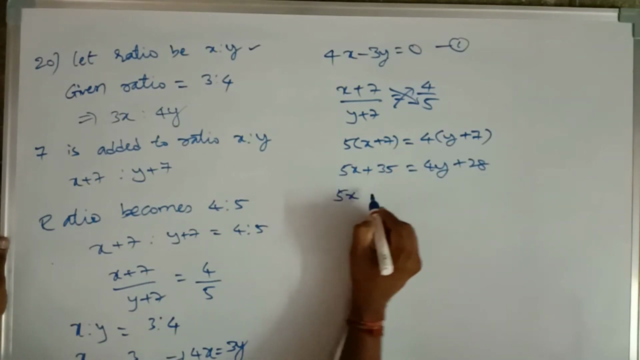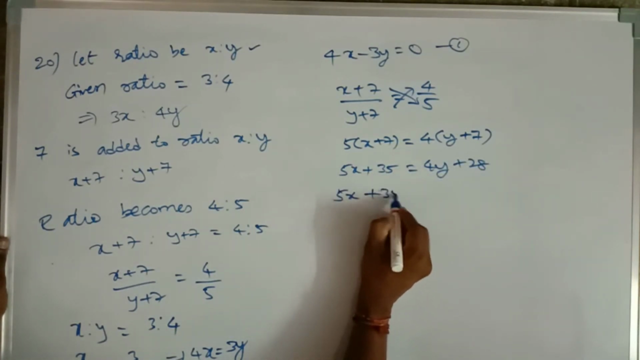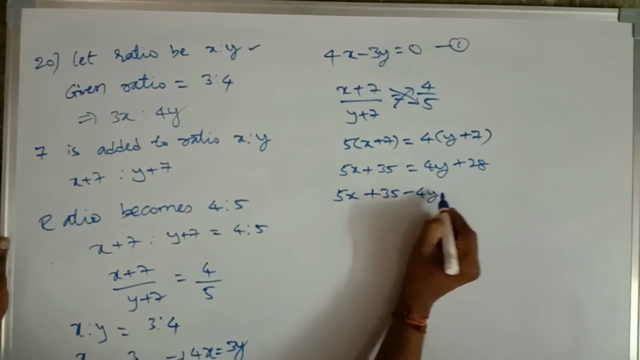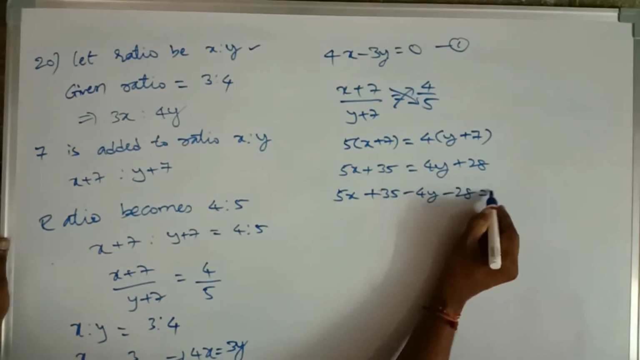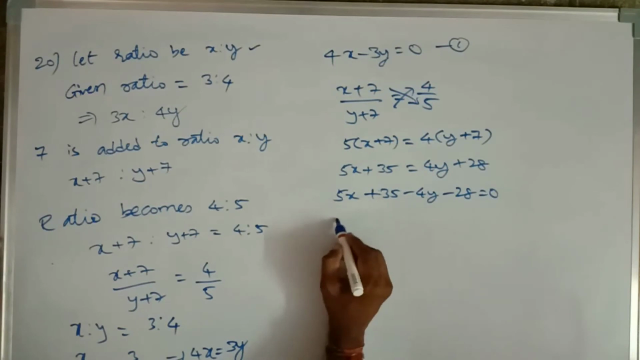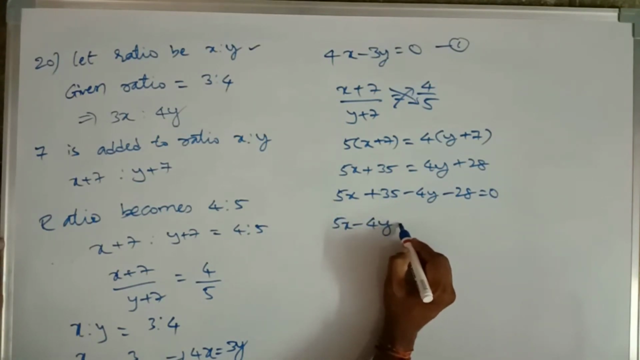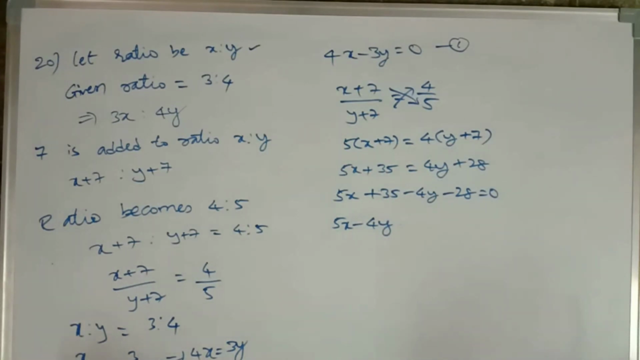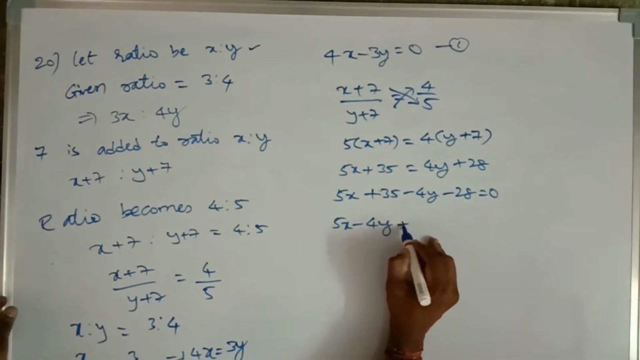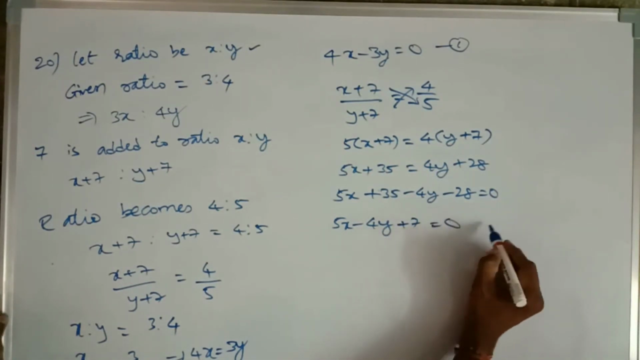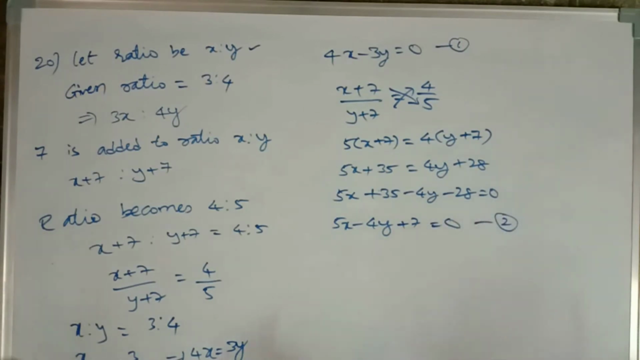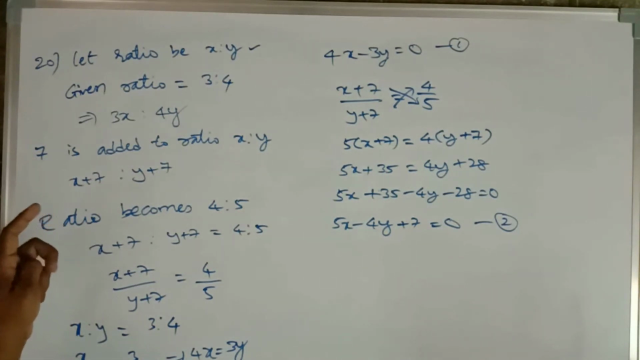So that is 5x plus 35 minus 4y minus 28 is equal to 0. I am writing all the variables at one place. 5x minus 4y plus 35 minus 28 is 7. Plus 7 is equal to 0. This is the second equation. Now I have to simplify those equations 1 and 2.